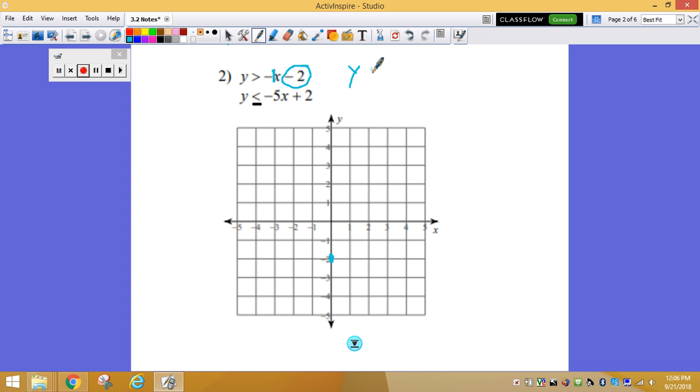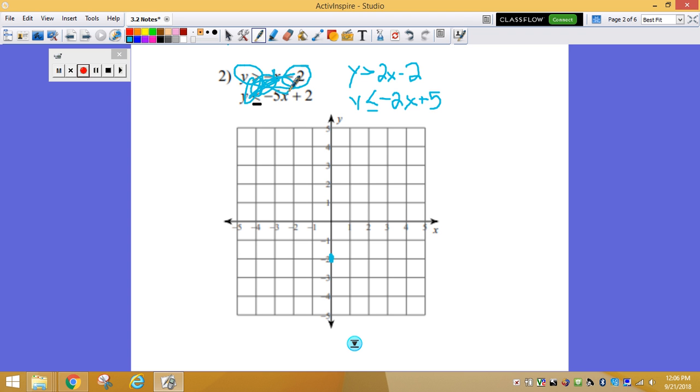Let's do y is greater than 2x minus 2. So we'll start off the same way. I won't have to erase that. And let's do y is, so I do 2x minus 2. Okay, so I'm going to do y is less than negative 2x plus 5. And I'm going to do less than or equal to. All right, so these are the ones I'm going to graph.